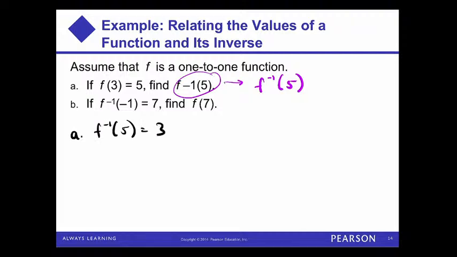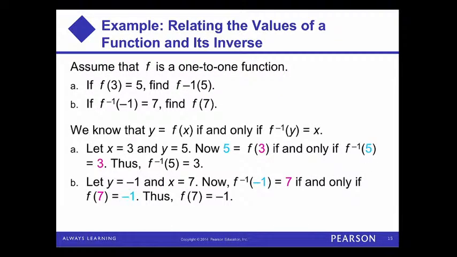Again, because this function is 1-to-1, for part B we're given f inverse, so f of 7 in this case is going to be -1, right? They kind of go back and forth, right? And I think we have a typed version of what we just did. So we got 3 and -1.